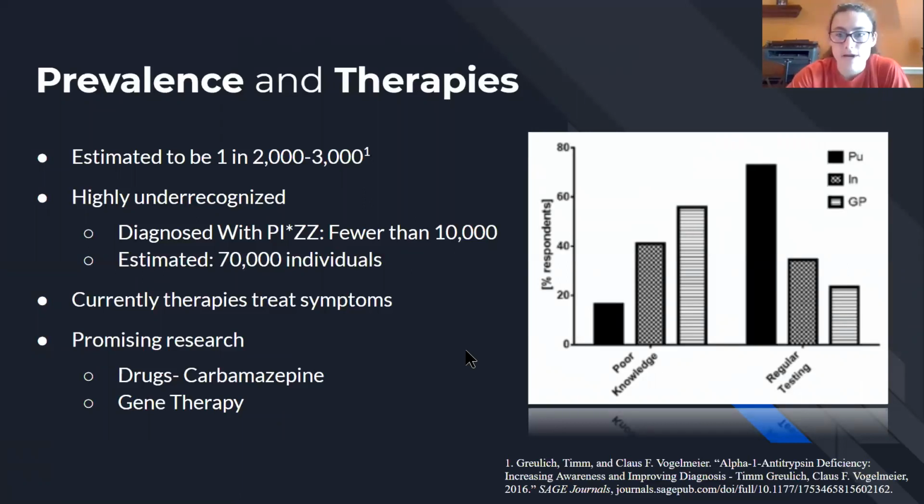Finally, this graph on the right shows a study done in European countries on the amount of knowledge of this condition. As you can see in the image, regular testing is relatively low among physicians, and there's relatively low knowledge of it, and these numbers are even lower within the US. So greater knowledge is important for diagnosis and treatment of this disease.